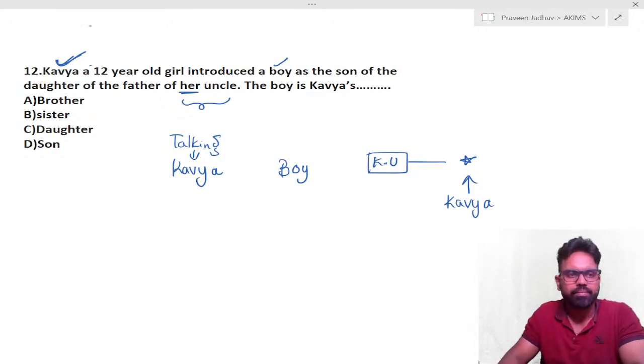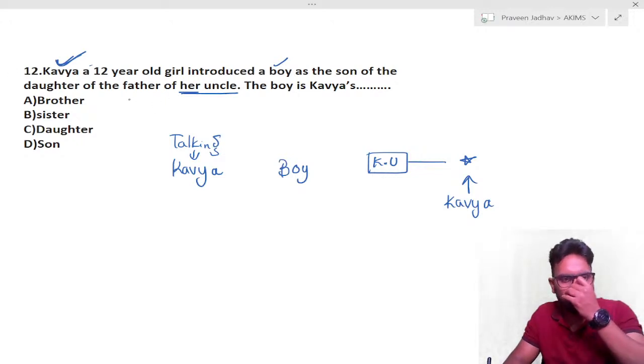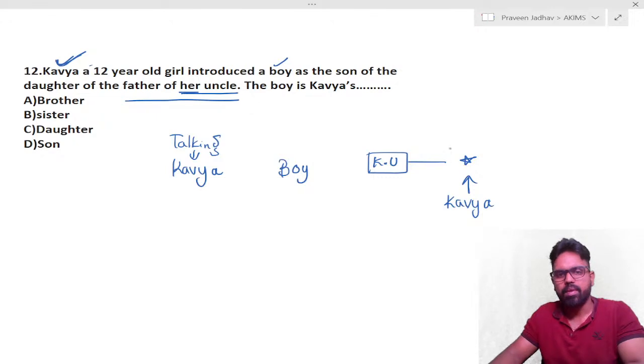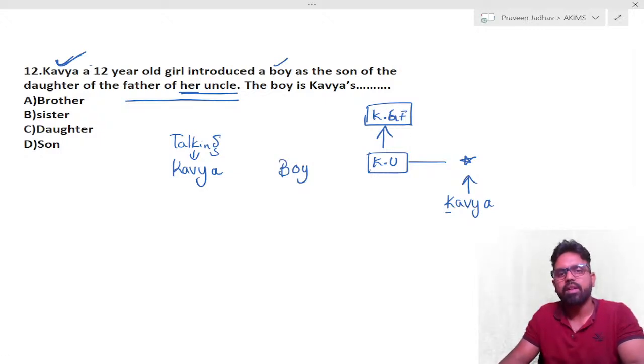Now, read the next part. Father of her uncle. Look, I extended. I took one more word into consideration now. I dealt with her uncle initially. Now I am dealing with father of her uncle. Father of her uncle means her uncle is here. Kavya's uncle is here. So father of her uncle will be who to Kavya? This will be Kavya's grandfather. That is KGF. Yes or no?